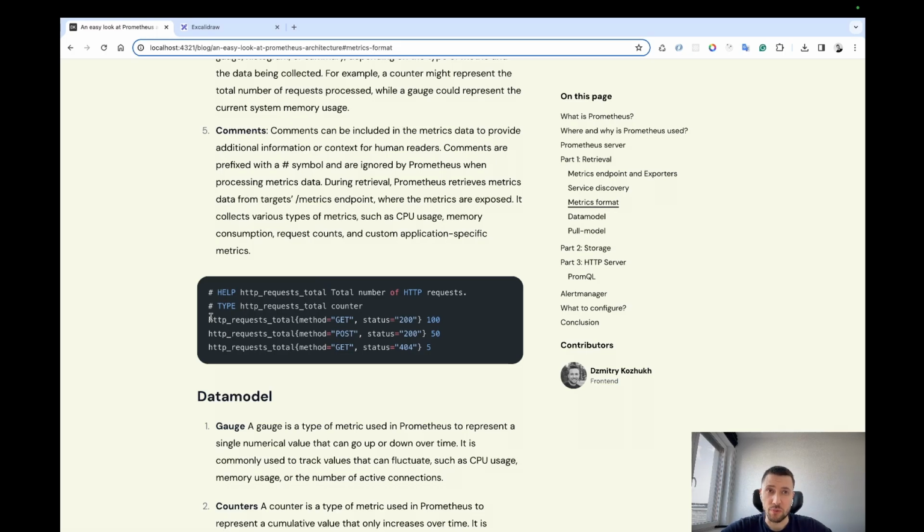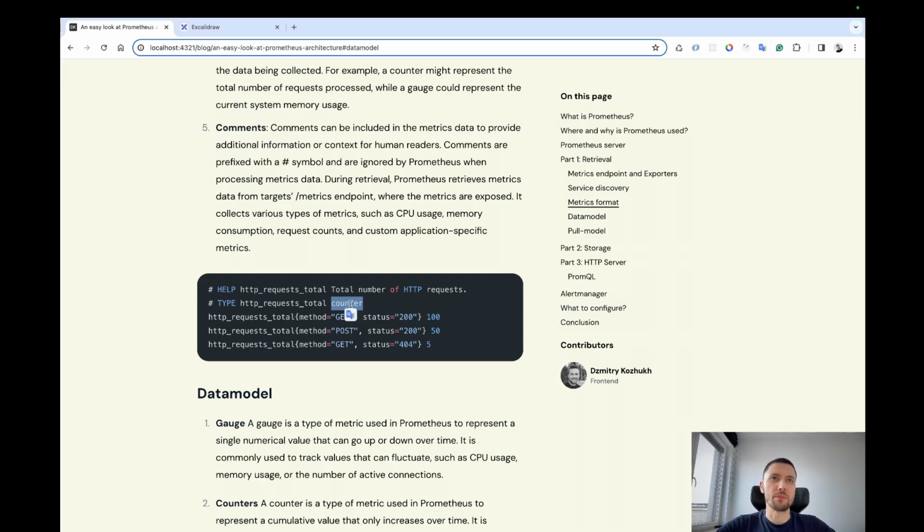In Prometheus, timestamps are basically not included as a part of the metric data itself. Instead, Prometheus uses its internal time series database to associate timestamps with metric data points upon ingestion. When the metric data point is scraped or collected by Prometheus, it is assigned a timestamp corresponding to the time of collection. This timestamp is then used by Prometheus for querying, aggregation, and visualization purposes.